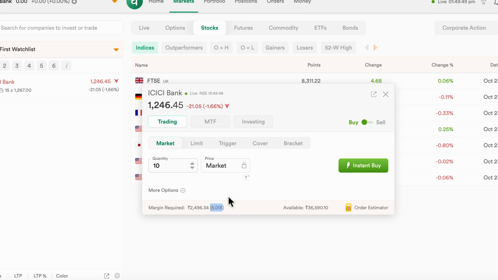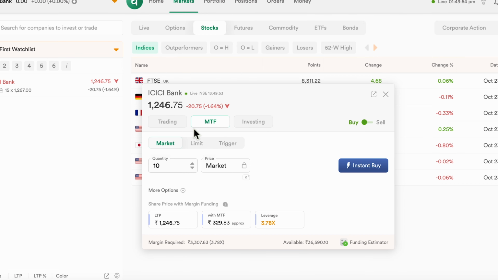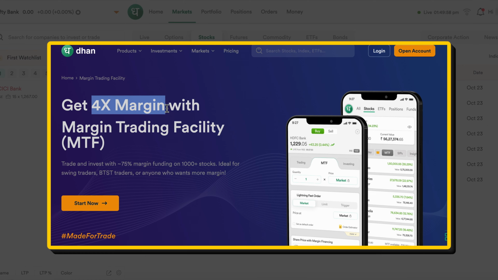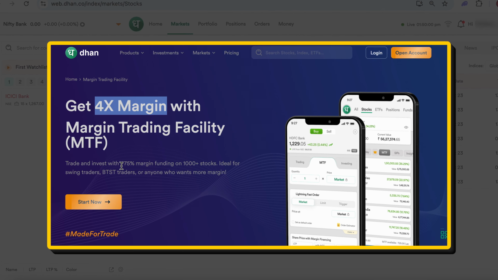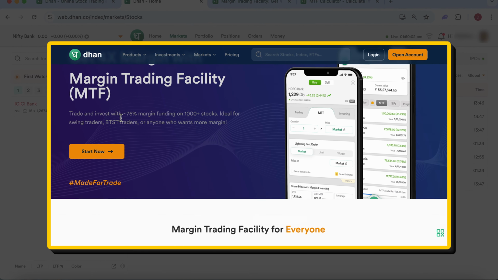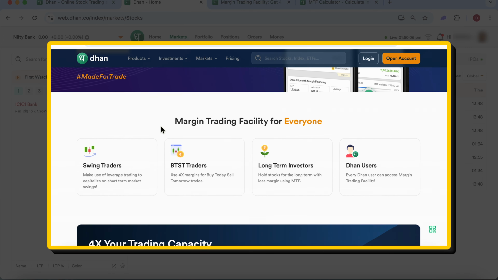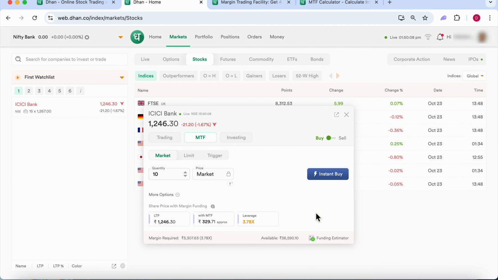Similarly, you can pledge shares and use that margin for F&O. But MTF, Margin Trading Facility, is a different feature. It is a feature which has emerged out of a need in the market where certain trades we may be comfortable as traders to hold for a longer date. And these trades we may want to carry forward beyond a single day, unlike an intraday order. And maybe with the leverage, we can benefit with this trade.